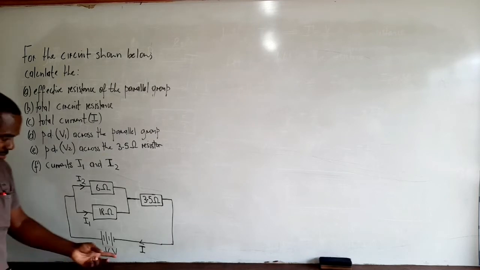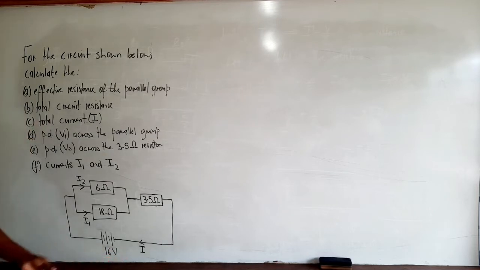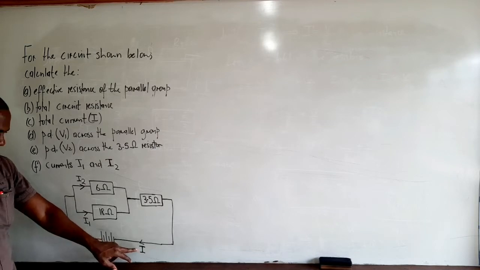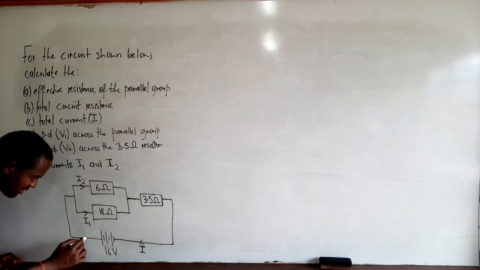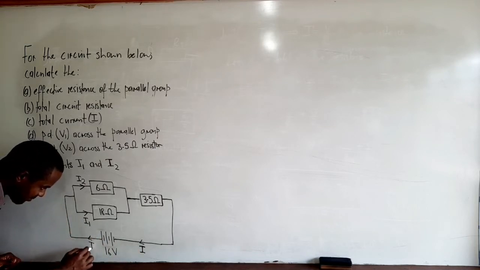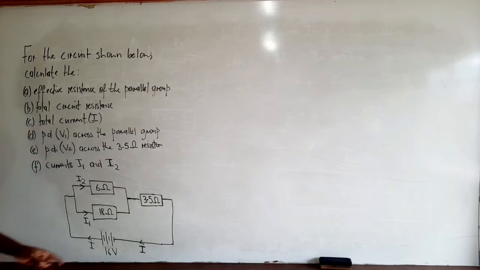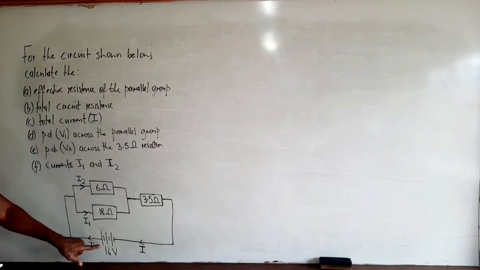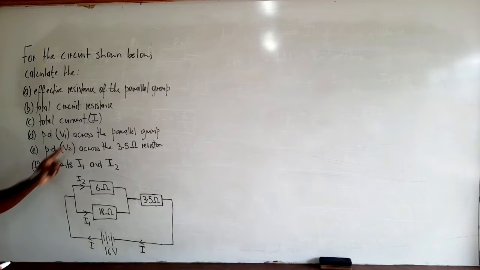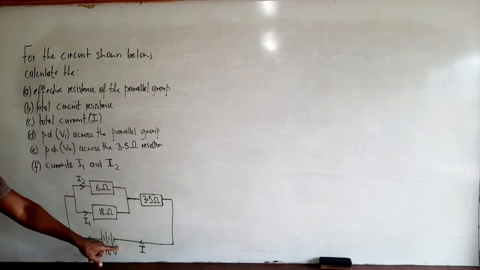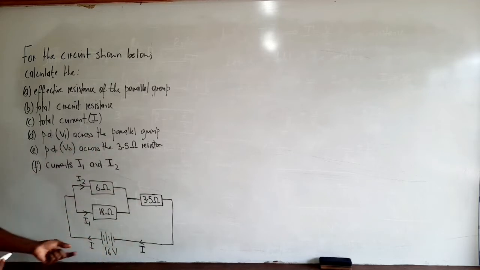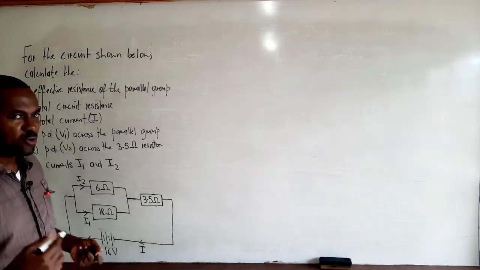So we have a battery of EMF 16 volts, which is driving a current I. So we know that this is a conventional current I, which always flows from the more positive terminal of the battery around the circuit to the negative terminal of the battery.